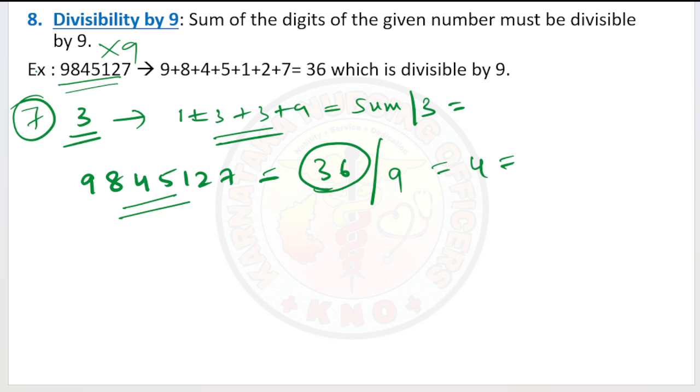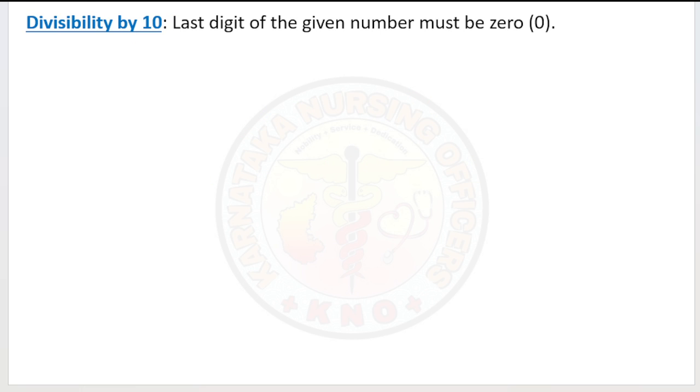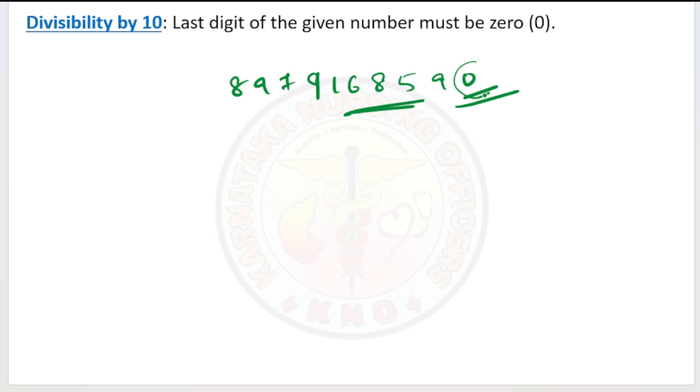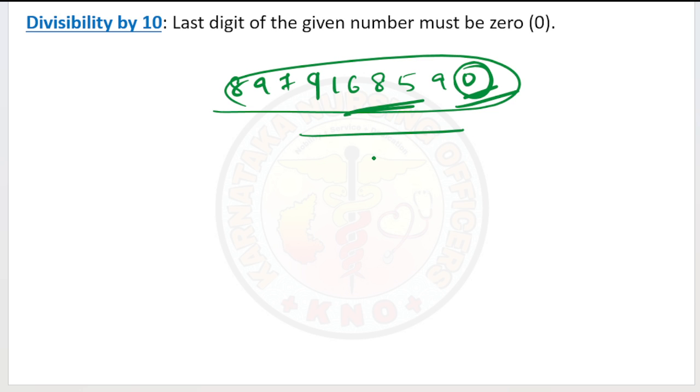Understood? So next, divisibility by 10. What is the rule of divisibility by 10? The last digit of the given number must be 0. For example, 89791685590. Is this number divisible by 10? Yes, because the last digit of the number is 0. Here the last digit of this number is 0. Hence we say that this number is divisible by 10.